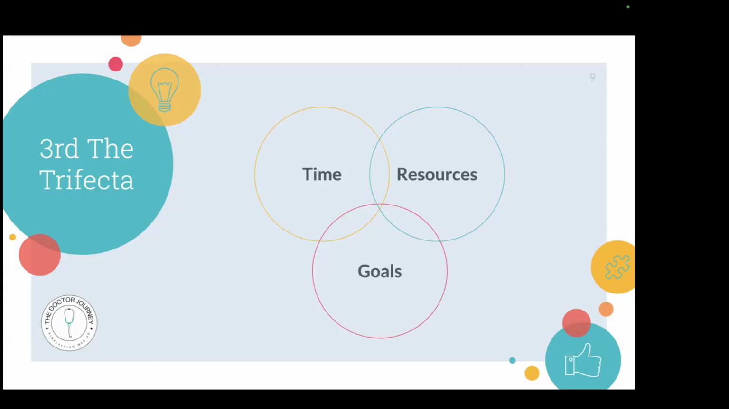Third, the trifecta. The trifecta to making a schedule. We talked about the timing. How much can you get done in a day, in a week, in a month? How much time do you have till your test? Next is resources, picking out those resources that you're going to use that are vital for making sure you do well on it. And third, your goals.